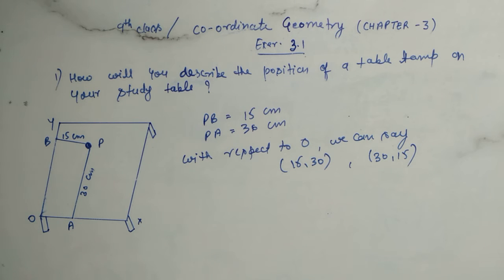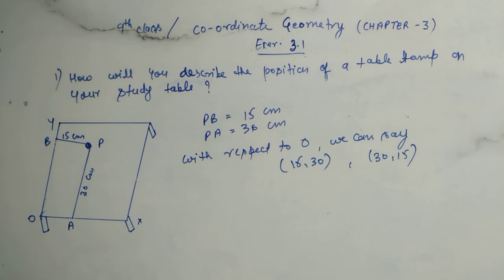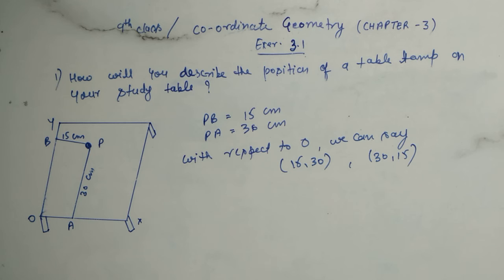Whatever the order we are considering, we can say it as 15-30 or 30-15 with respect to the point O. And if I measure it with the reference lines OX and OY, then from the OY line, at point B, it is 15 centimeter apart, and from the OX line, at this point A, it is 30 centimeter apart. So this is the first question of our exercise 3.1.